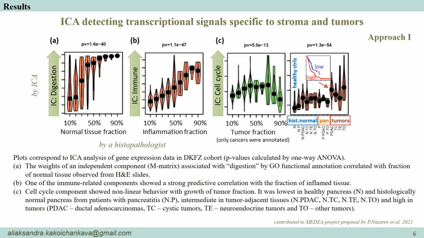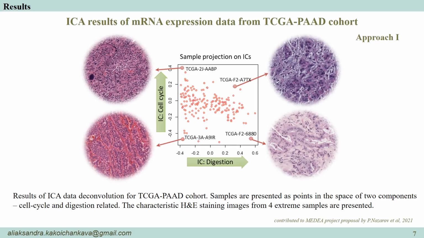That part of the work was contributed this year to a project proposal of my supervisor from Luxembourg, Peter Nazarov. In order to visualize how projection into independent components works, let's consider the public TCGA dataset of pancreatic adenocarcinoma. The histological images in the dataset are available online as well. Here you can see the distribution of TCGA samples in a space defined by independent components, cell cycle and digestion, which shows us a normal activity of tissue.